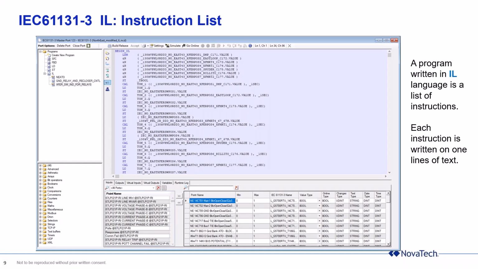And then we have an instruction list. The instruction list looks more like an assembly language. If a program is written in IL, the language is a list of instructions. Each instruction is written on the next line of text.